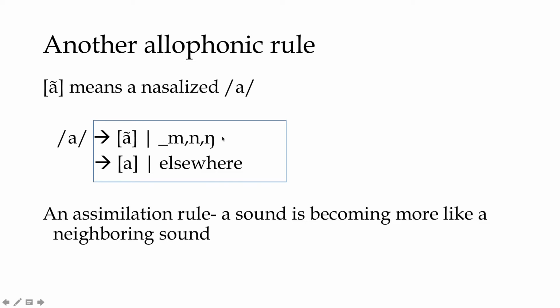And it turns out this is a lot of what happens in pronunciation. A sound changes, it takes on a different allophone in order to become more similar to the sound that comes right after it or the sound that came before it. This means it's easier to pronounce. We have to do less work.